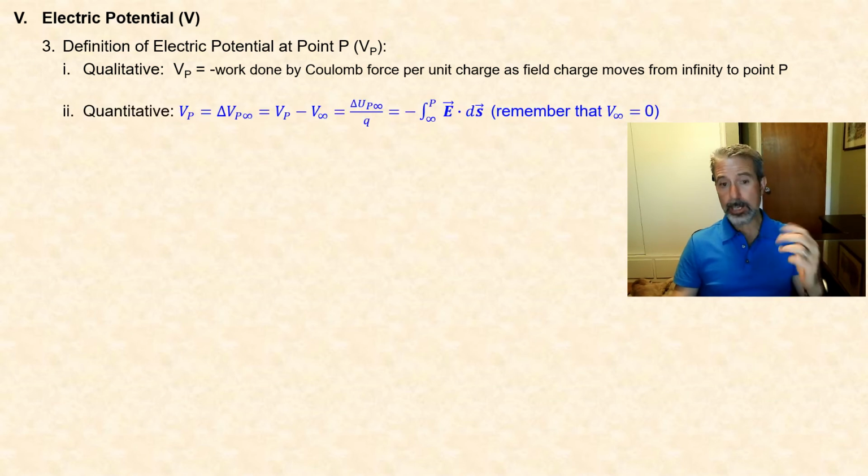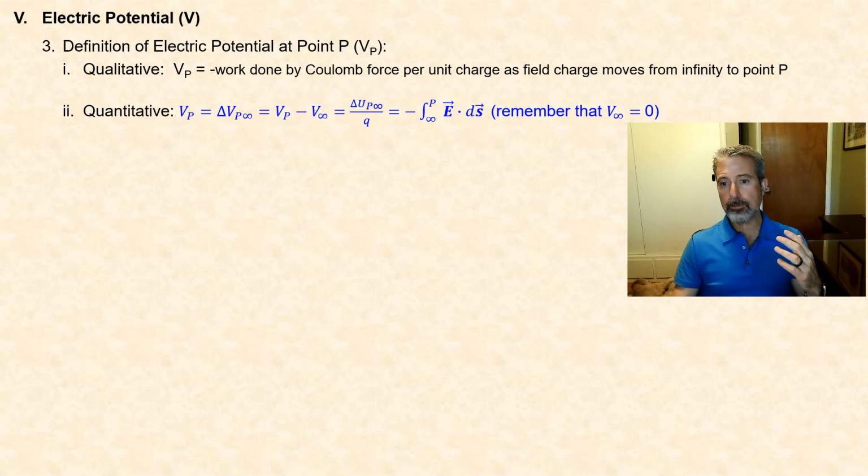Quantitatively, we see here that the electric potential at a point is simply the electric potential difference between that point and infinity, because remember, we define the electric potential at infinity to be 0. So here, given that the electric potential is defined to be 0 at a position infinitely far away from the source charge distribution, we can now turn a potential difference into just a potential at a given point in space.